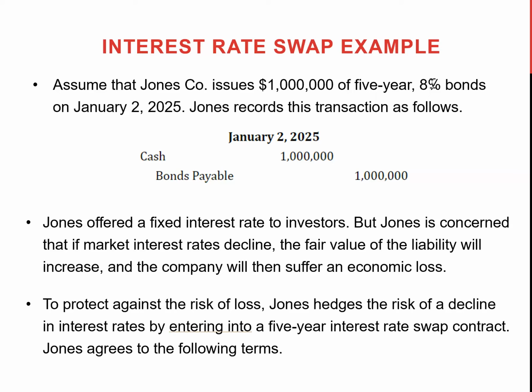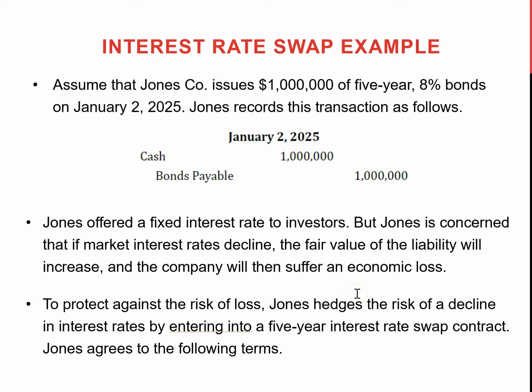Remember, bond interest payments are fixed. But now here, Jones needs to pay a fixed interest rate, but is concerned that if the market interest rate declines, the fair value of the bond or liability will increase. Because of how we calculate it, it's the discounted value of all those interest payments, and if the interest rate declines, the liability amount will increase, and the company will suffer a loss.